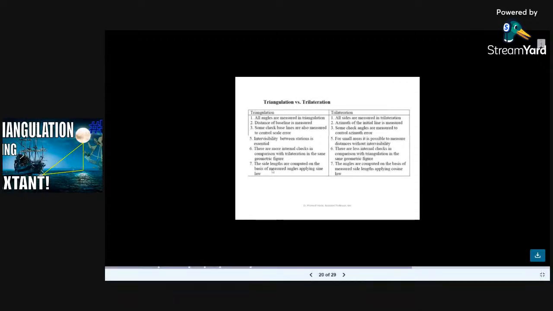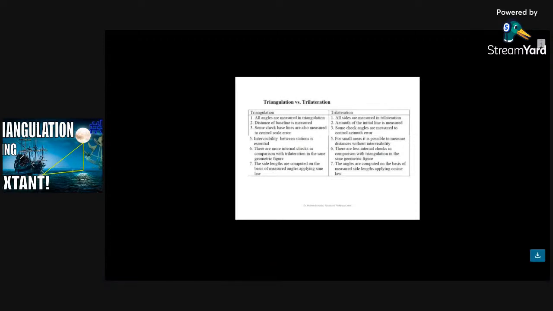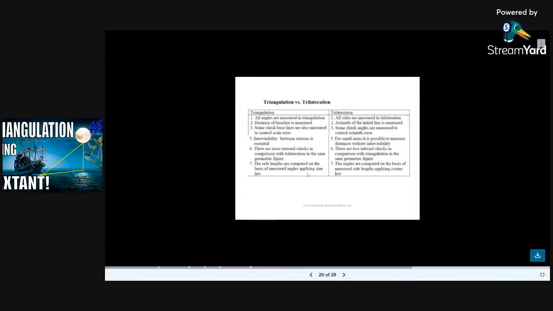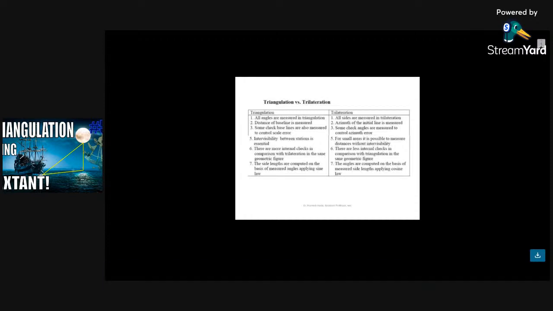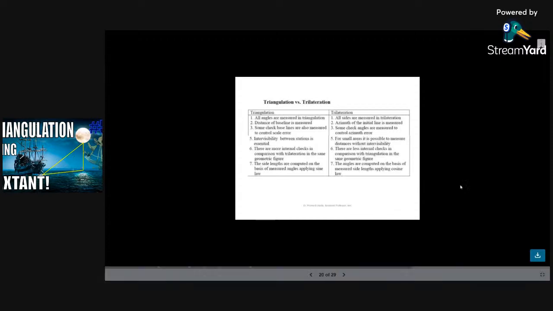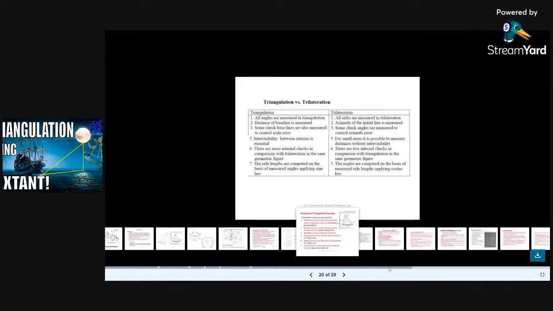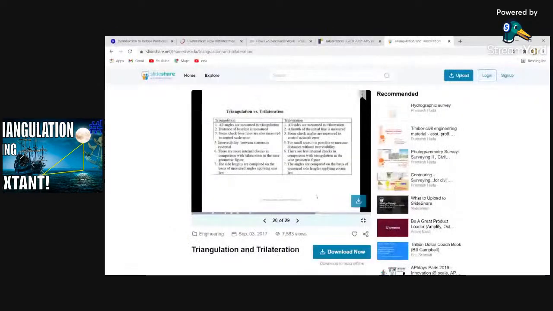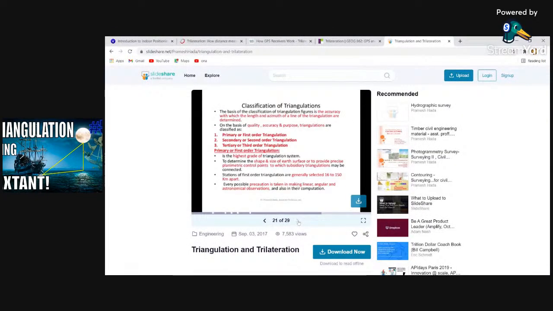Number seven, triangulation, the side lengths are computed on the basis of measured angles, applying the sine law. So we've got measured angles, then we have to compute the length of the sides. Sounds like using the sextant, measured angles. But number seven, with trilateration, the angles are computed on the basis of measured side lengths. So you already know the lengths, and then you have to compute the angles. Why do we need to compute angles when using the sextant? We already know the angles. So that just highlights the difference between triangulation and trilateration.